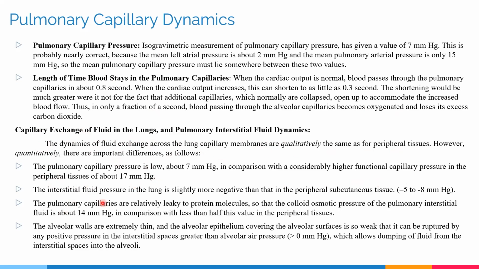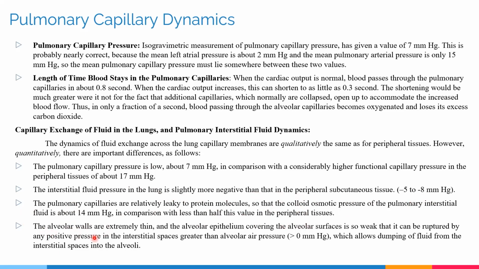The interstitial fluid pressure in the lung is slightly more negative than that in the peripheral subcutaneous tissue, which ranges from -5 to -8 millimeters of mercury. The pulmonary capillaries are relatively leaky to protein molecules, so that the colloid osmotic pressure of the pulmonary interstitial fluid is about 14 millimeters of mercury, in comparison to less than half this value in peripheral tissues.